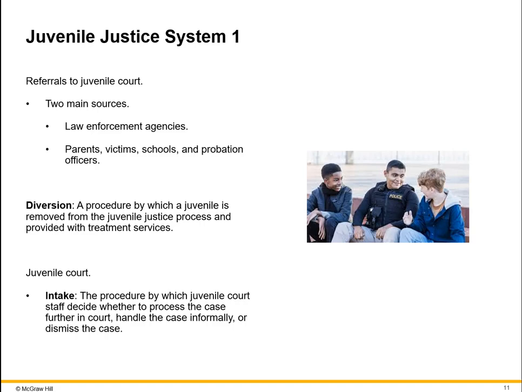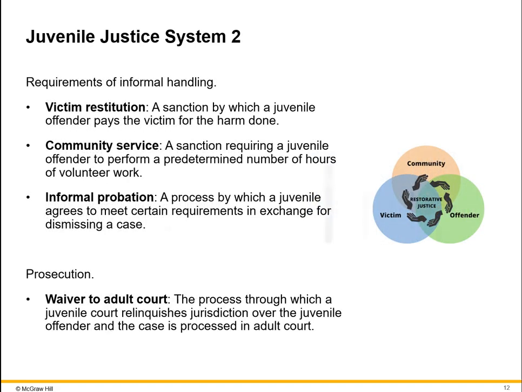We often use diversion, which removes the juvenile from the juvenile justice process and provides rehabilitation services or treatment. If we don't use diversion, the juvenile goes to intake, where court staff decide whether or not to process the case further. There are some options when adjudicating youth. Some informal handling involves repaying the victims, or victim restitution, a set number of hours of volunteer work, which we call community service, or informal probation, where the juvenile agrees to meet certain requirements in exchange for dismissing the case. In some cases, they waive to adult courts. It's the process in which the juvenile court gives jurisdiction to the adult court.